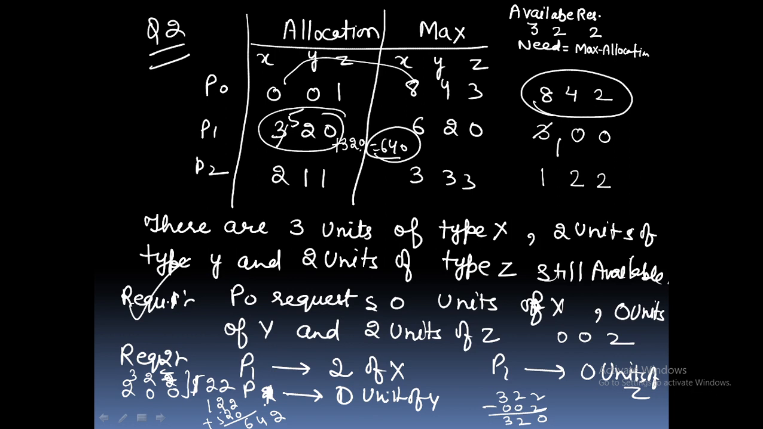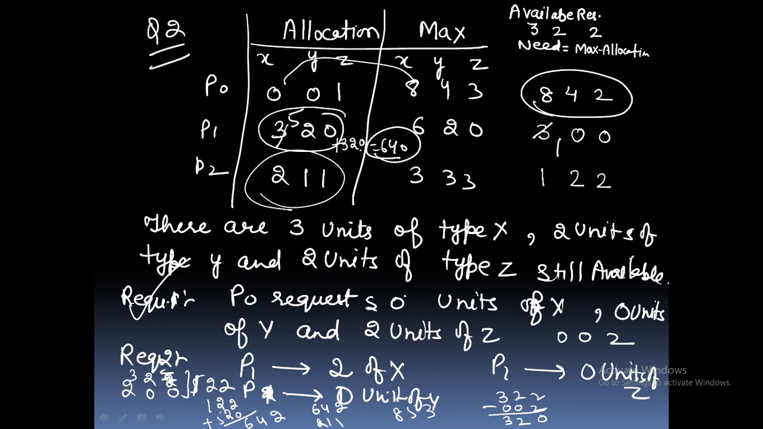With the instances available currently, only the requirement of process 2 can be satisfied. Process 2 is allocated the requested resources. It completes its execution, then frees up instances of resources held by it. Now 642 plus 211 of process 2, 853 we have available. With the instances available currently, requirement of process P0.